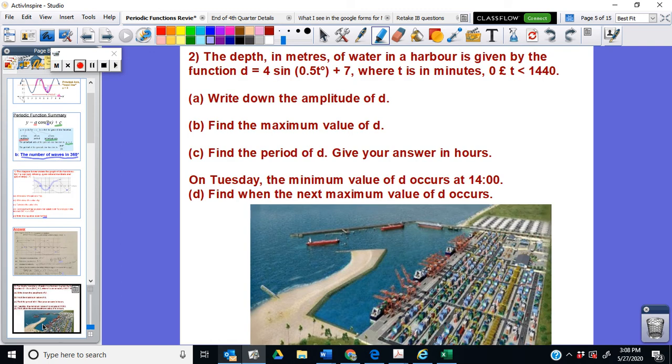The next question gives you a model, and you have to pull out some information from the equation. So if we think about the depth of water in a harbor, it's modeled by a sine wave. Now we have to keep in mind that the time is 0 to 1440 in minutes.